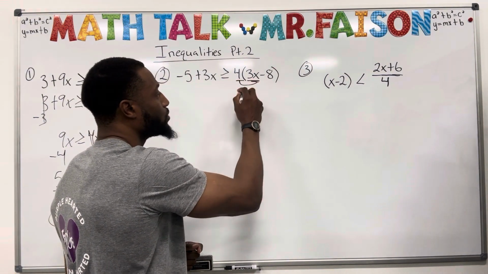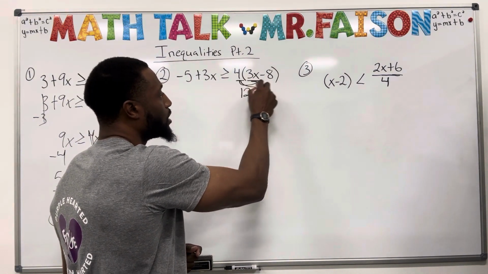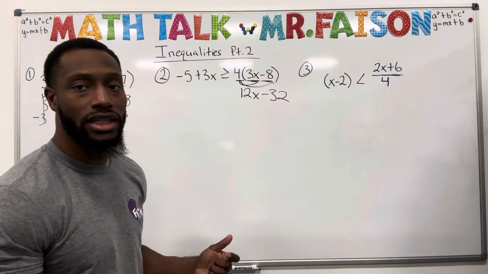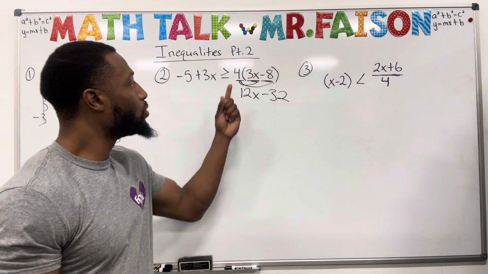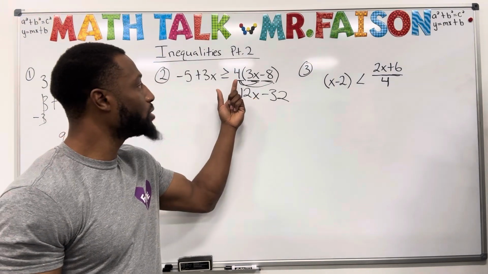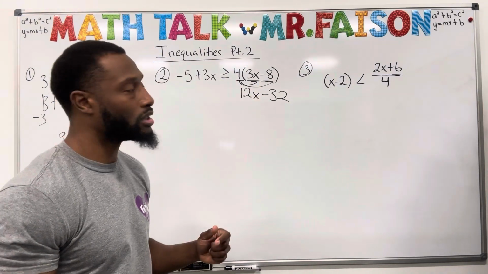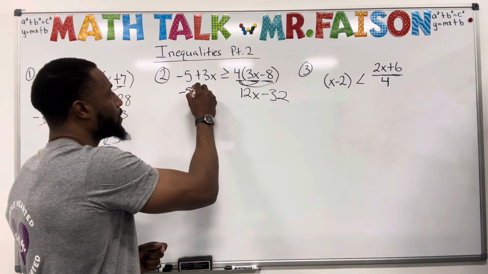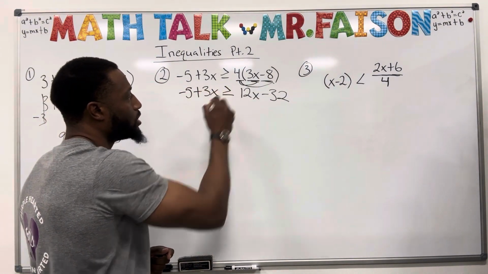4 times 3x is going to be 12x. 4 times negative 8 is negative 32. So just in case for mathematical terms, when you do that, that's called distributing. You're distributing this 4 inside that parentheses, all right? Now let's bring everything else down since we finished that. Negative 5 plus 3x is greater than or equal.